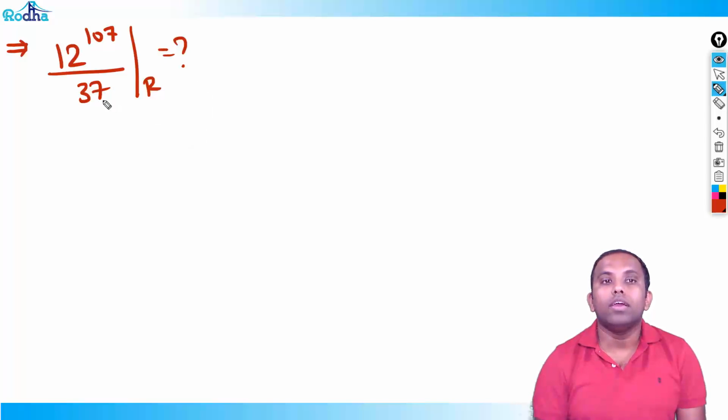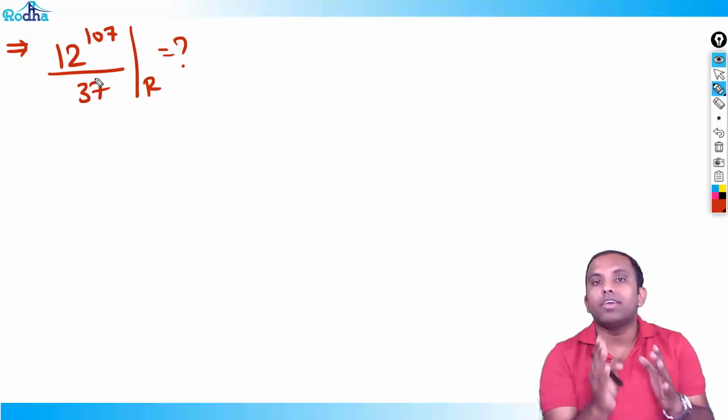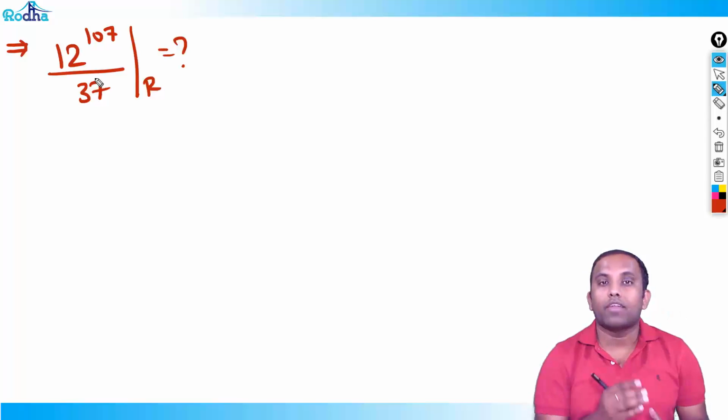And I can observe that, what is the Euler of 37? Euler of 37 is 36. So the 36 multiple is 108. So again it is just one step behind the Euler number. That's very tough to solve. So again, same thing we'll do.